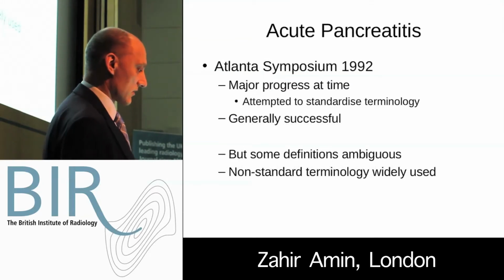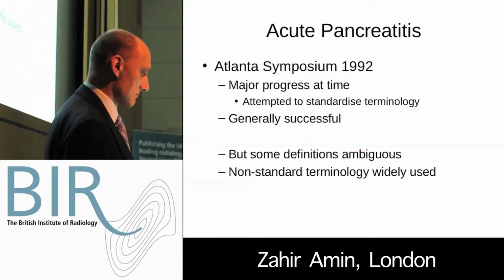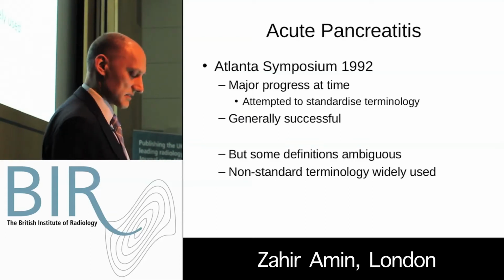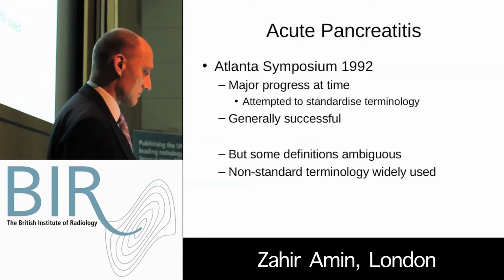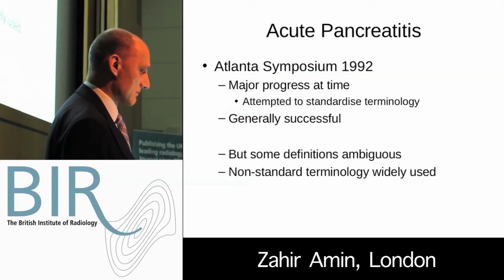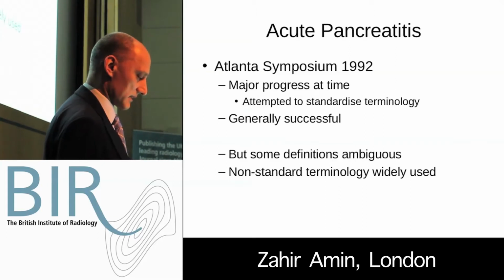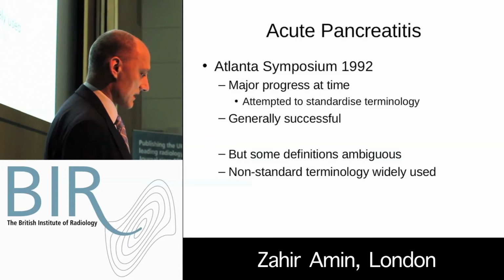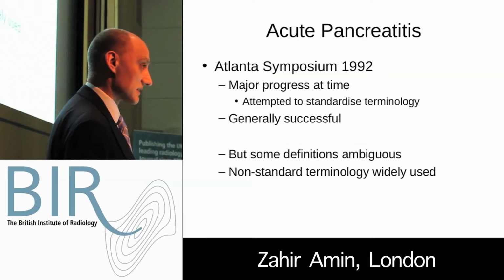So one of the milestones for classification of acute pancreatitis was the Atlanta Symposium in 1992, which was a global consensus statement by international experts from various disciplines involved in acute pancreatitis. And the attempt really was to try and standardize the terminology being used for describing the severity and complications and the collections. And generally it was successful compared to what had been happening before that time. But some of the definitions still remain ambiguous, and there was still widespread use of long-standing terminology.